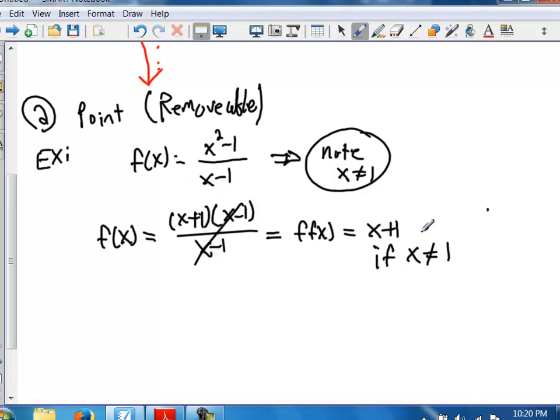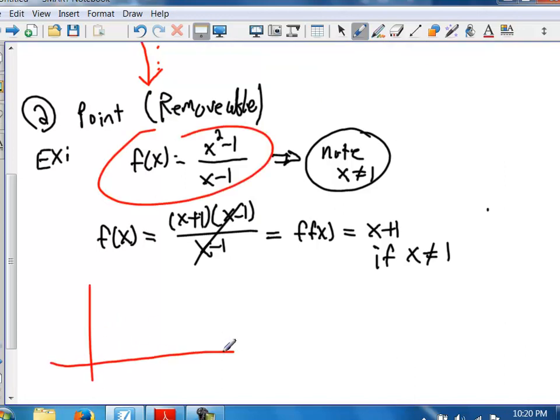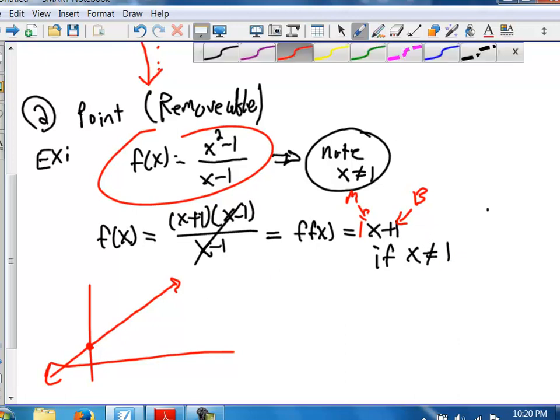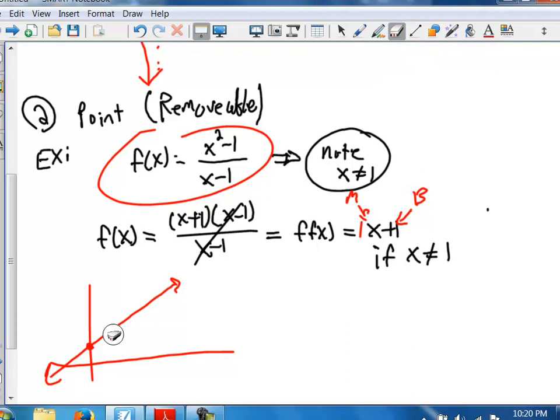So what happens is this function would be graphed exactly like this line, where this is your b and this is your m, the slope-intercept line here. But what's happening at x equals 1? Well, at x equals 1, we have a hole in the graph. So right here, there's a hole in the graph, but this is pretty much f of x. So when it cancels out in top and bottom, you have a hole.